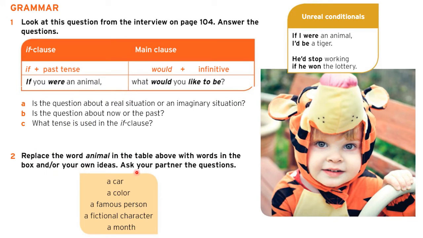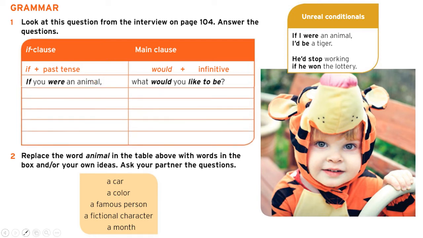And then you're gonna ask your partner the questions. Okay, so here we have this box, and as you can see, here we have the word animal. What you're gonna do is complete this table with this structure, but instead of animal, you're gonna write a car, a color, a famous person, and you're gonna complete it with a question with would. But if you want to use any other idea, well, it is correct.